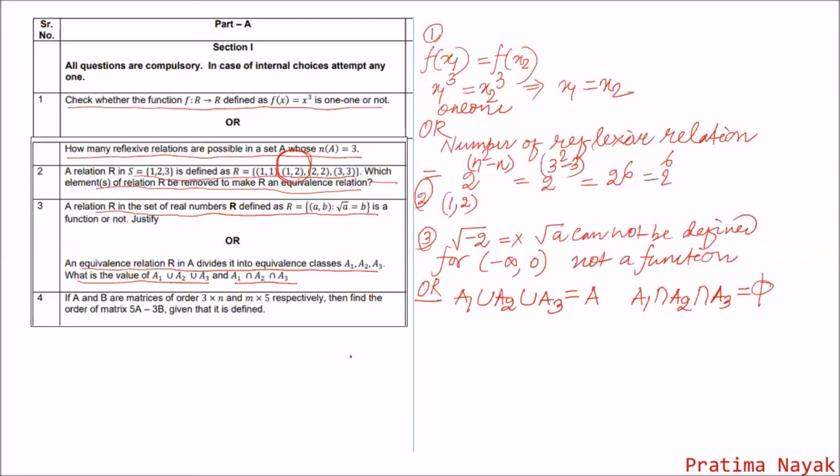Now coming to question number 4. A and B are matrices of order 3 by n and m by 3 respectively. Find the order of the matrix 5A minus 3B. Any multiple of A and any multiple of B may be written, but you should know that an operation on matrices is possible if their orders are the same.